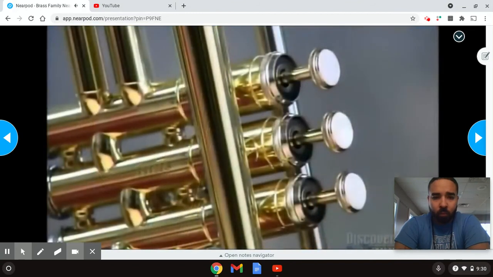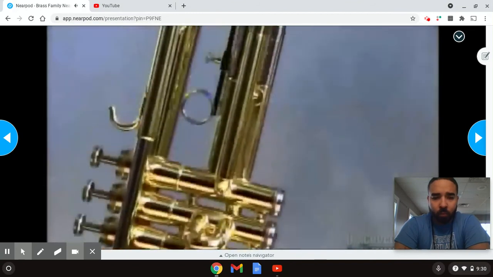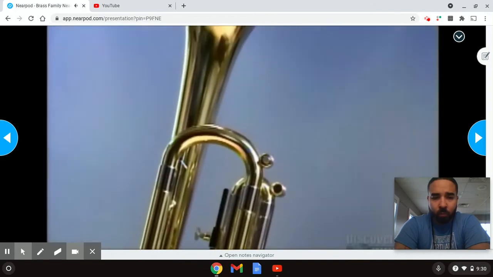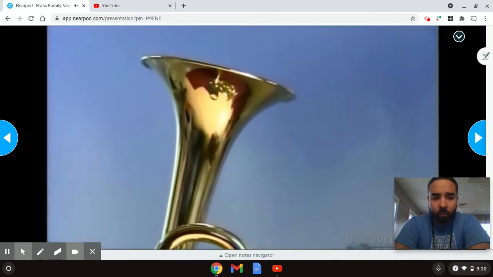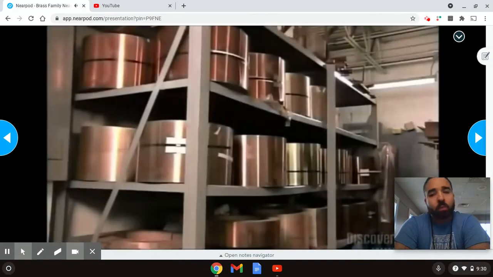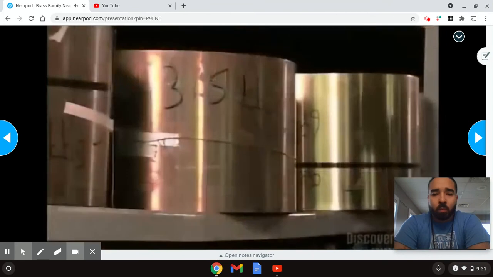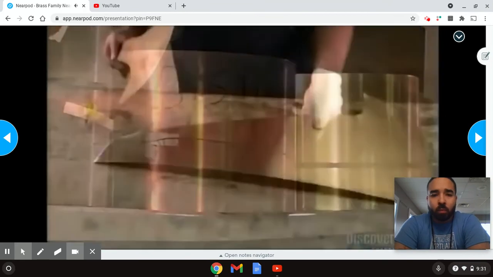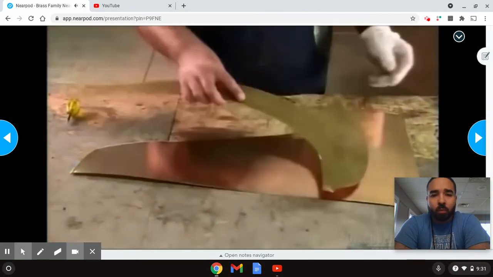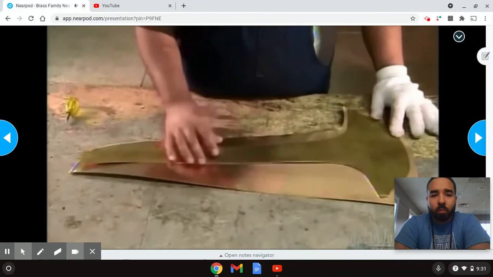A trumpet is made up of 1.5 meters of tubing. 3 valves allow air to flow through additional tubing to alter the trumpet's pitch. Trumpets are made from sheets of metal, most often brass. This factory combines different thicknesses in a single instrument to attain a particular sound.